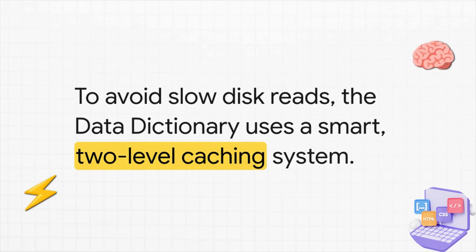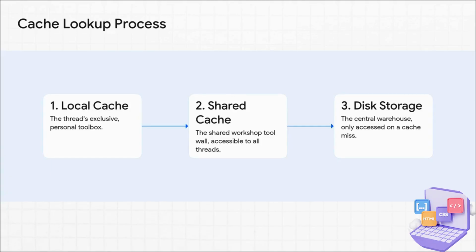It doesn't go all the way to the disk every time it needs to check, say, a column's data type. Instead, it relies on this slick two-level cache right in memory that makes metadata access incredibly fast. Think of it like a mechanic in a workshop. When a thread needs a piece of information, it first checks its own personal toolbox. That's the thread's local cache.